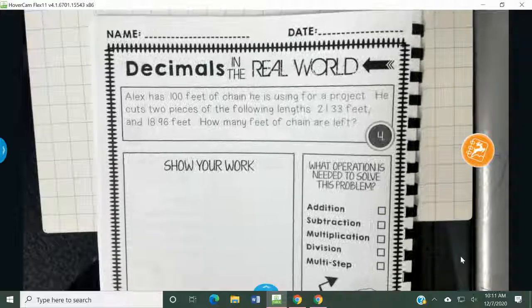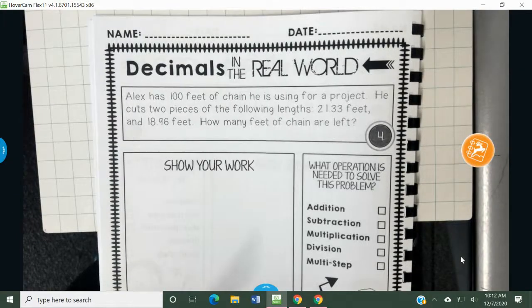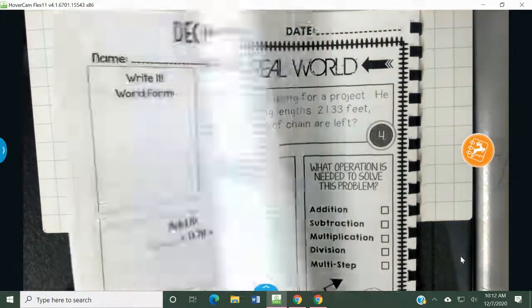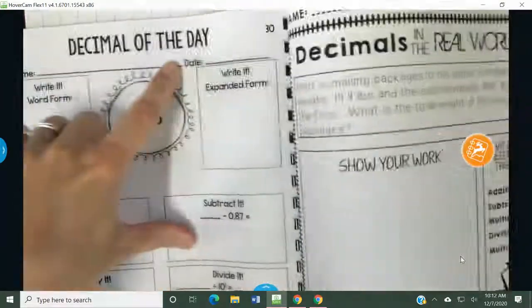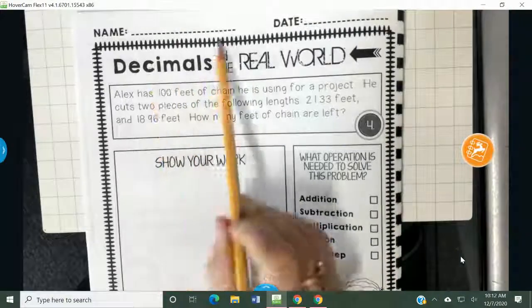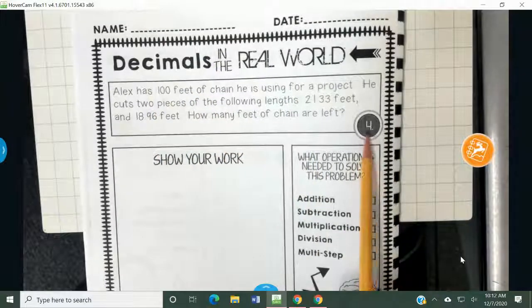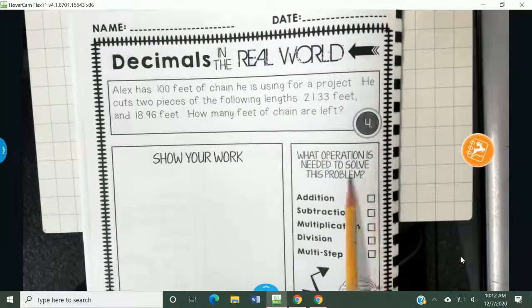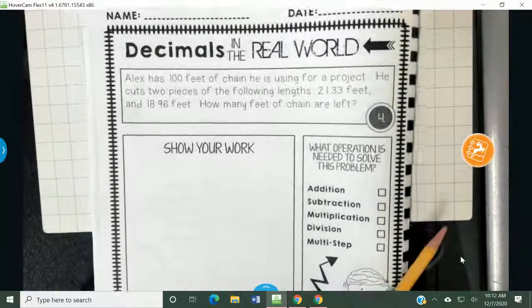Hi you guys, today we are in your decimal packet and we're towards the back of the packet where it goes from decimal of the day to decimal in real world. You need to turn to the one that says decimals in the real world, number 4. There's a 4 right here. So find your page and then let's get started.